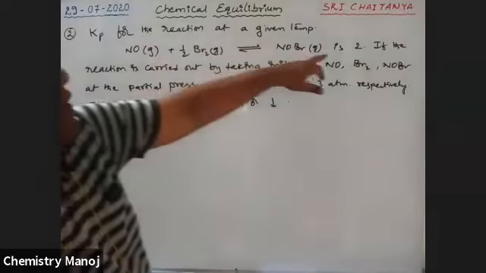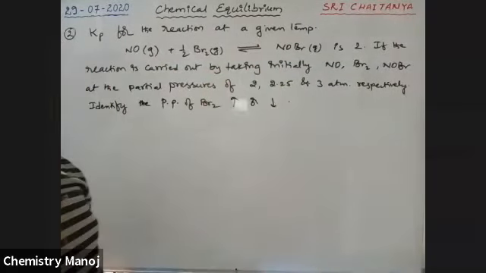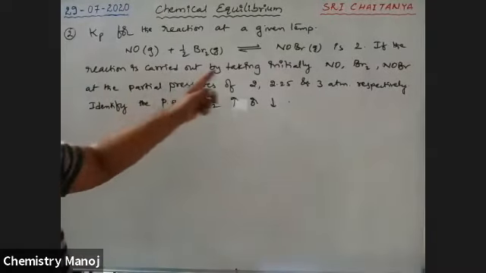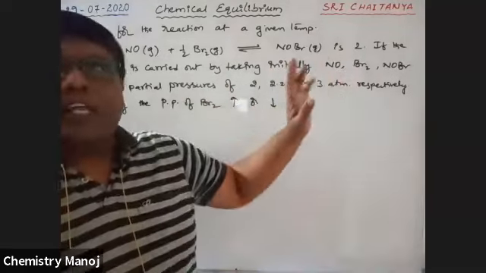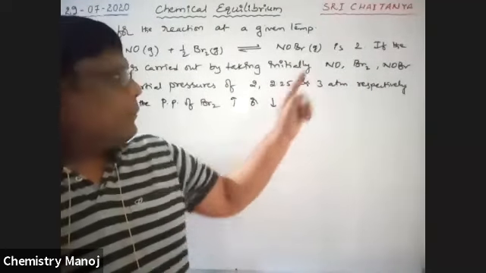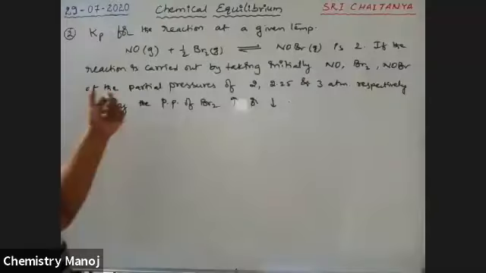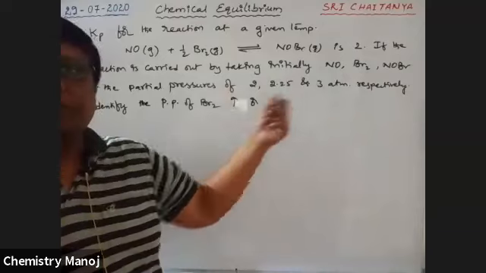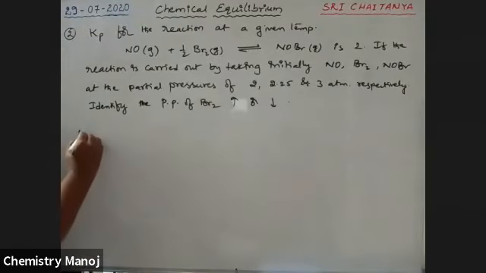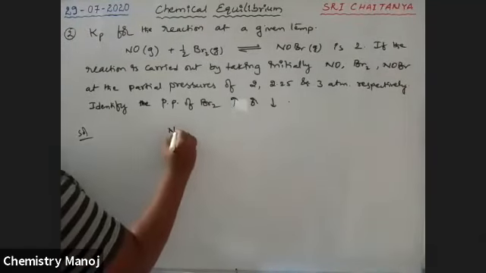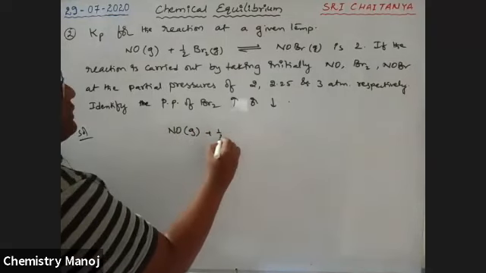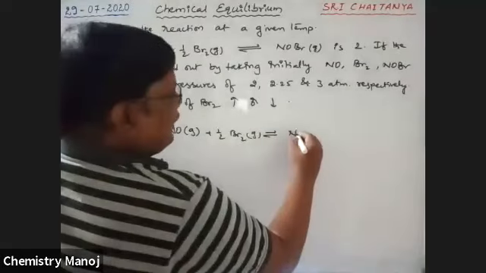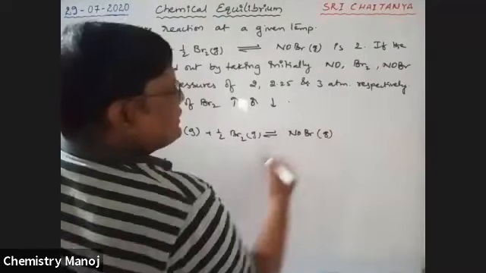Kp for the reaction is given to you. This Kp is for equilibrium concentrations. At equilibrium, this is the constant. But if the reaction is carried out by taking initially NO, Br2, NOBr, these are the initial partial pressures, not at equilibrium. So what is the equation? NO gas plus half Br2 gas reversible with NOBr gas.